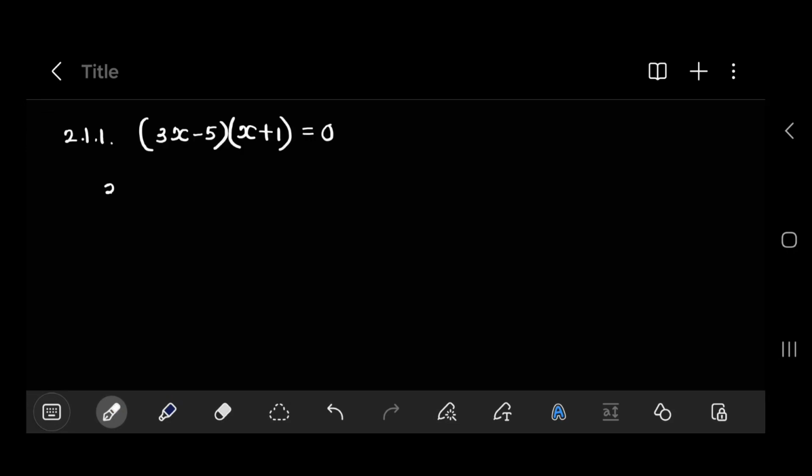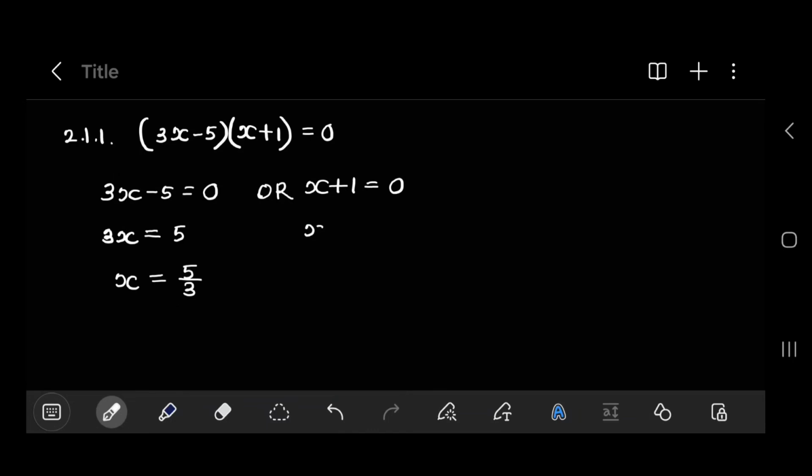Okay, so doing that, we get 3x minus 5 equals 0, or x plus 1 is equal to 0. Now, solving in the first equation, we can take the 5 over to the right, it becomes positive. We're then going to divide throughout by 3, so we get x as 5 over 3. In the second equation, we're going to take the plus 1 over to the right, and we get negative 1. So those are the two values of x.